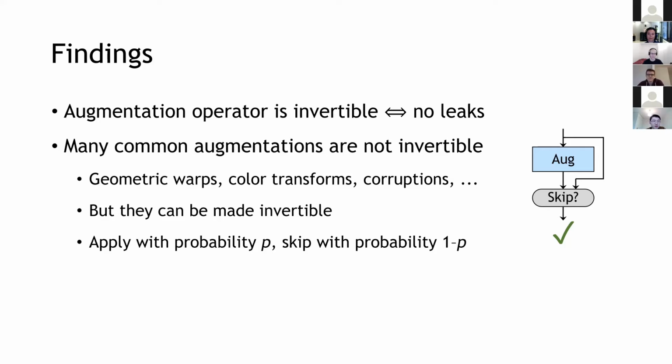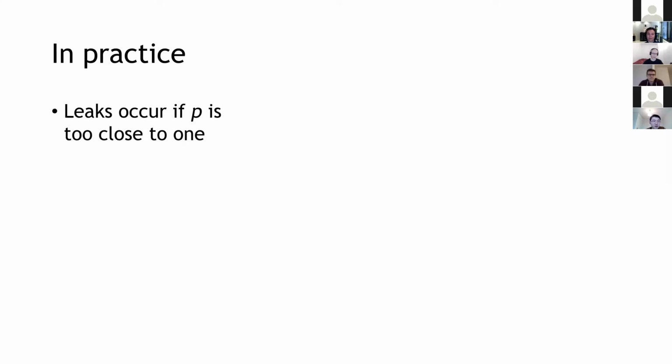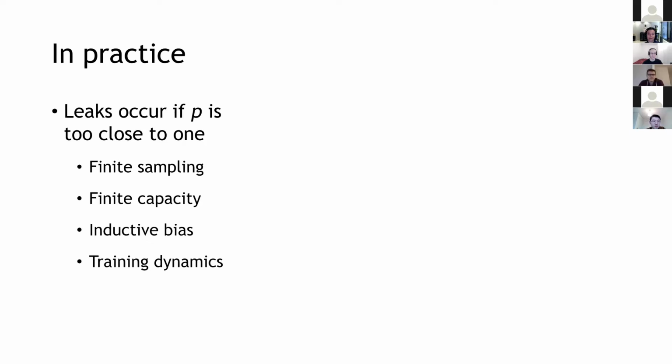Furthermore, we are free to chain multiple augmentations together. If all the individual ones are invertible, then their composition is also guaranteed to be invertible. So in theory, it's enough if p is less than 1. In practice, though, we have found that leaks can still occur if it's too close to 1 due to nasty little details like finite sampling, finite capacity, and so on.